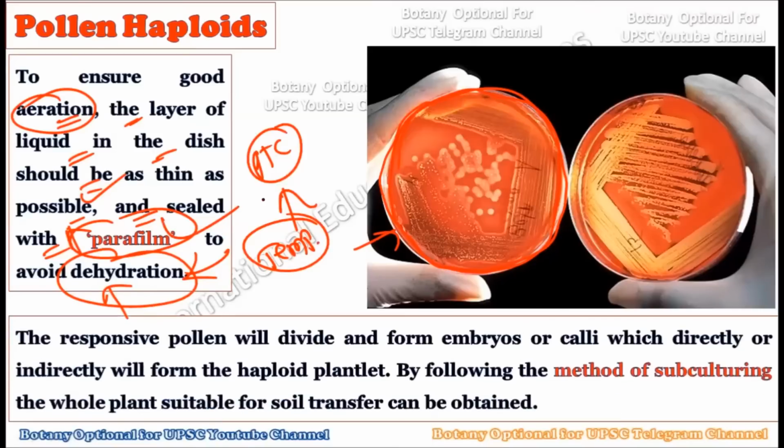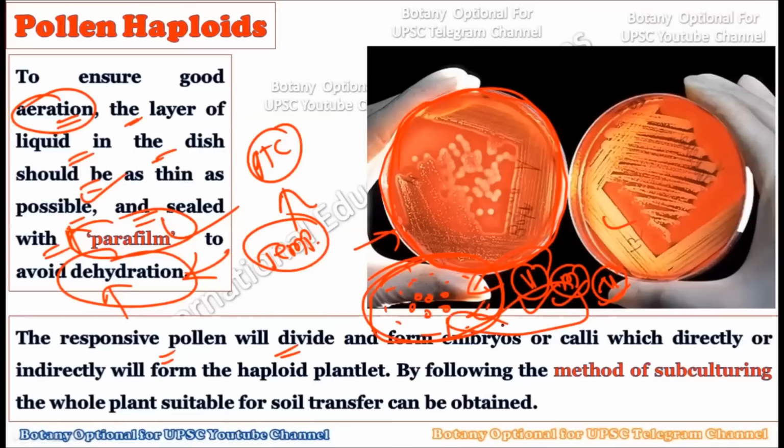Okay, now after that, see, the responsive pollen grain will divide automatically. What will happen now? We have the petri dish, we have the growth medium, and we have the pollen grain placed inside this petri dish, and we have covered this with the parafilm. Now these pollen grains will absorb the nutrient medium, and in the nutrient medium there are vitamins, minerals, and various types of nutrients. All these things are readily provided to the pollen grain, and this pollen grain will then divide to form the embryo or the callus, which directly or indirectly will form the haploid plantlet.